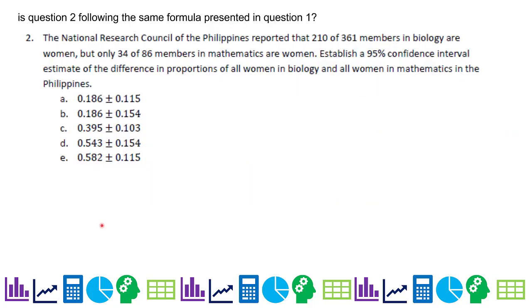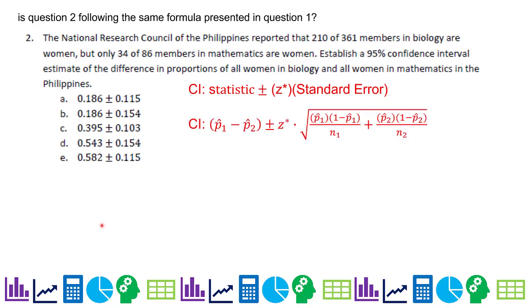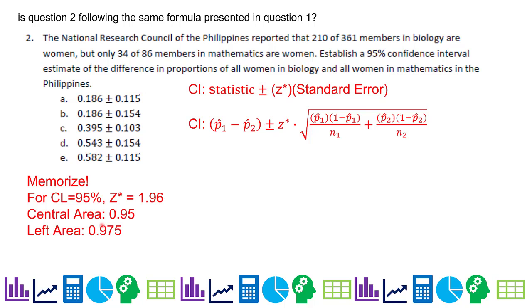Question 2. So yes, we are pretty much using the same formula as in question 1, which is your statistic plus or minus C star times your standard error. We're looking at a difference in proportions, so it is the same formula. And we're going to memorize, by the way, the confidence level for 95%. You should just have that memorized.